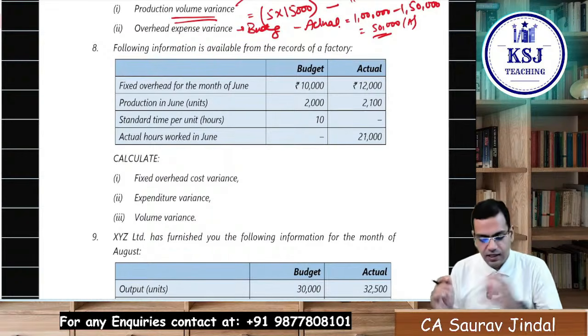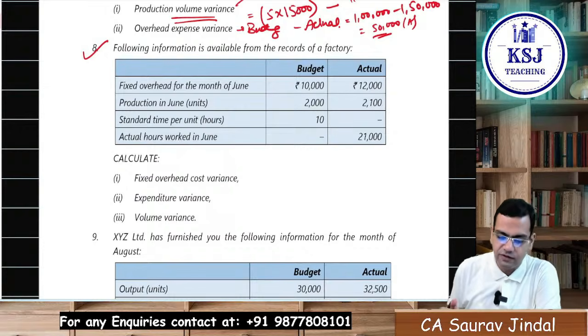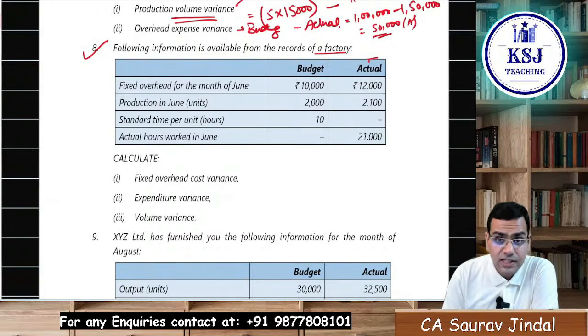Right? Let's start from question number 8 onwards. Question number 8. The following information is available from the records of the factory. The budgeted information is given and actual fixed overheads for the month is given, 10,000 and 12,000. Production is given, 2,000 and 2,100. Standard time per unit in hours is given as 10 and actual hours worked in June is given as 21,000.